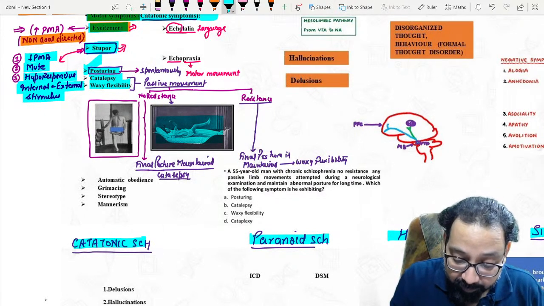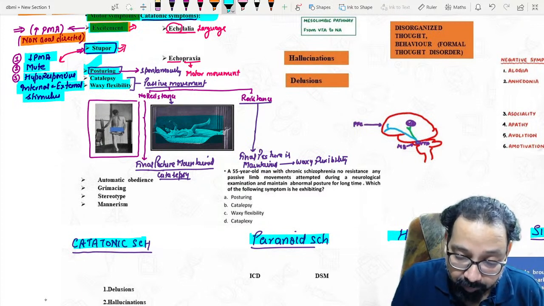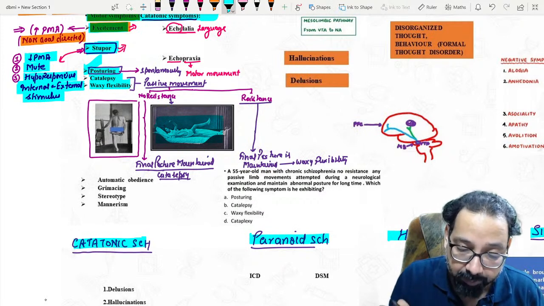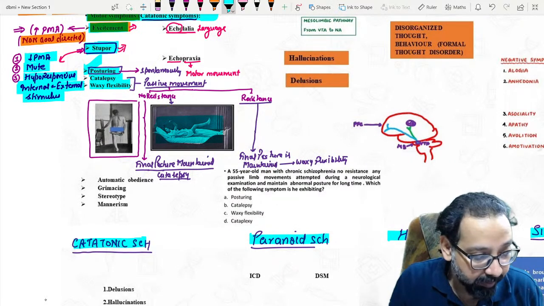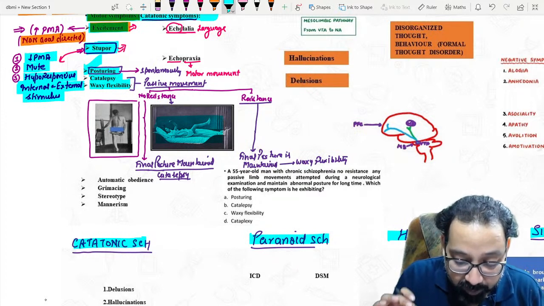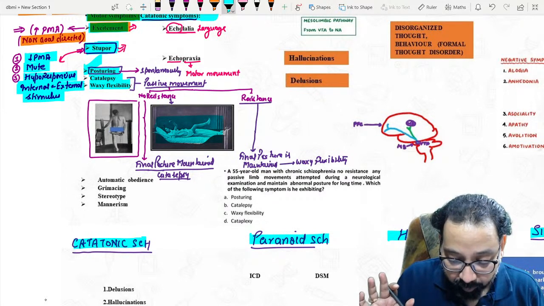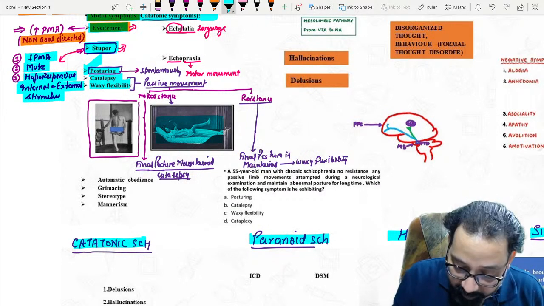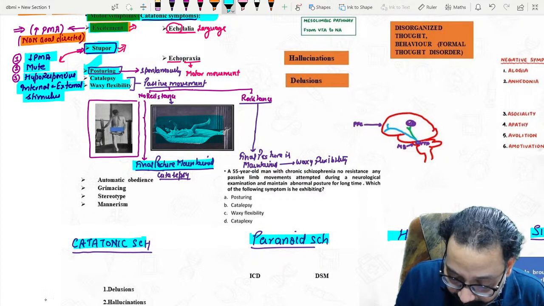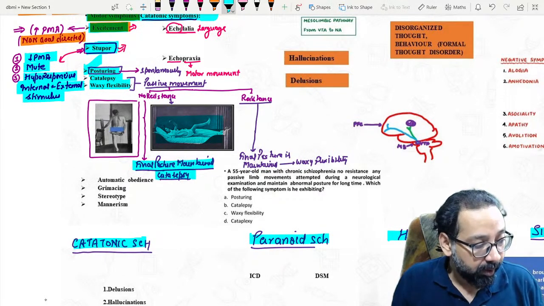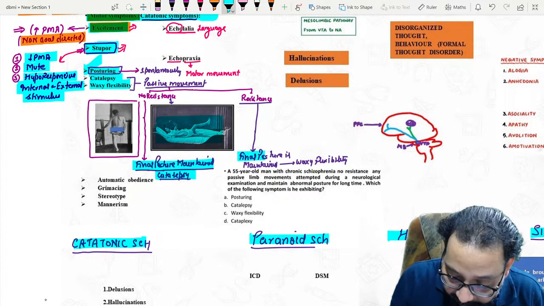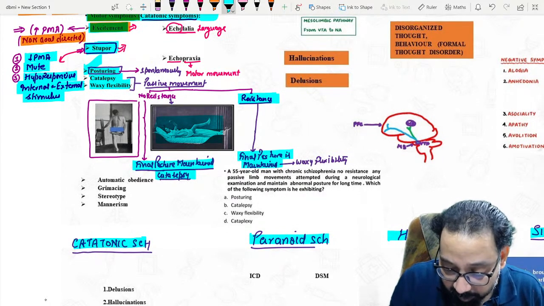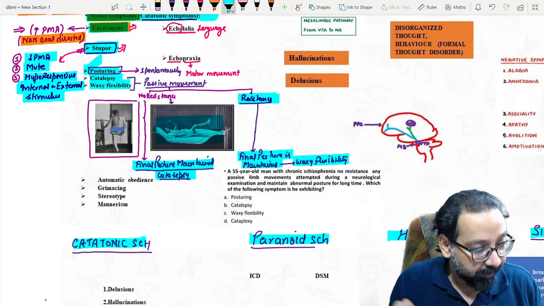They said that this patient was lying down comfortably. You were examining the patient. During examination, with passive movement, you felt no resistance and the patient maintained the final posture. No resistance, patient maintained the final posture, and this is catalepsy. If the patient maintained the final posture but resistance was felt, that is waxy flexibility.